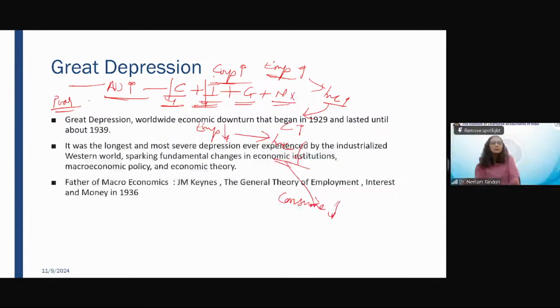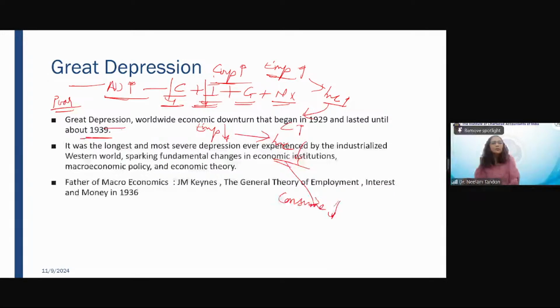Because consumers are not demanding, corporates are not producing, and government has to spend more. So government will also be incurring a deficit, and that is why net exports of the country will also decrease. So this is what happened in 1939.